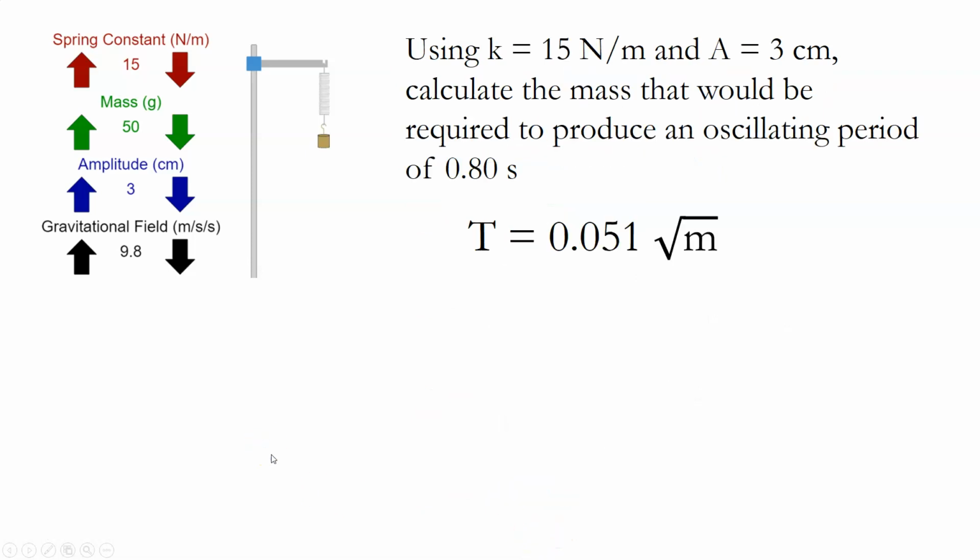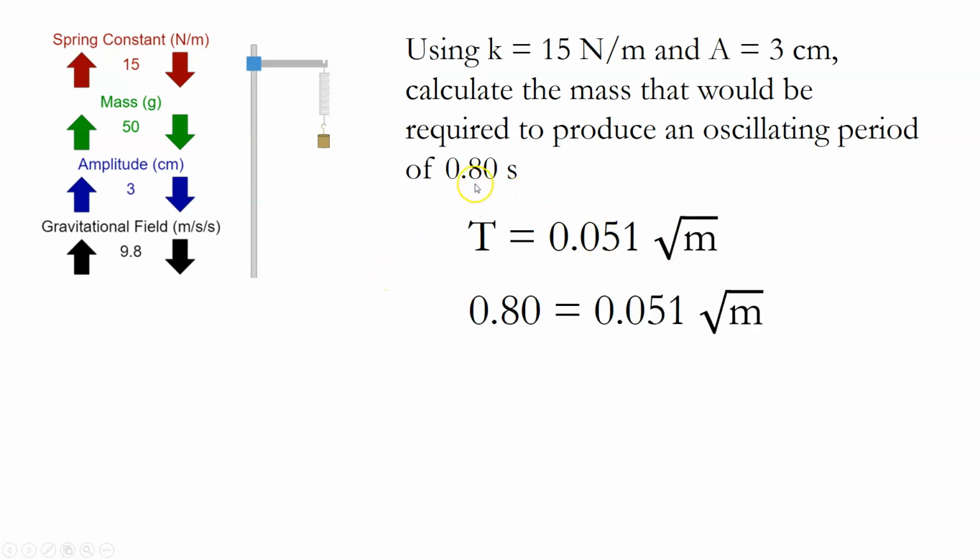We could do the opposite problem. Instead of this being the given and this being the unknown, what if this was the given and this is the unknown? What is the mass that would be required to produce an oscillating period of 0.8 seconds? I'm not going to do this one with the units. That was just to illustrate what the units are, or they would be in the problem introduction or something.